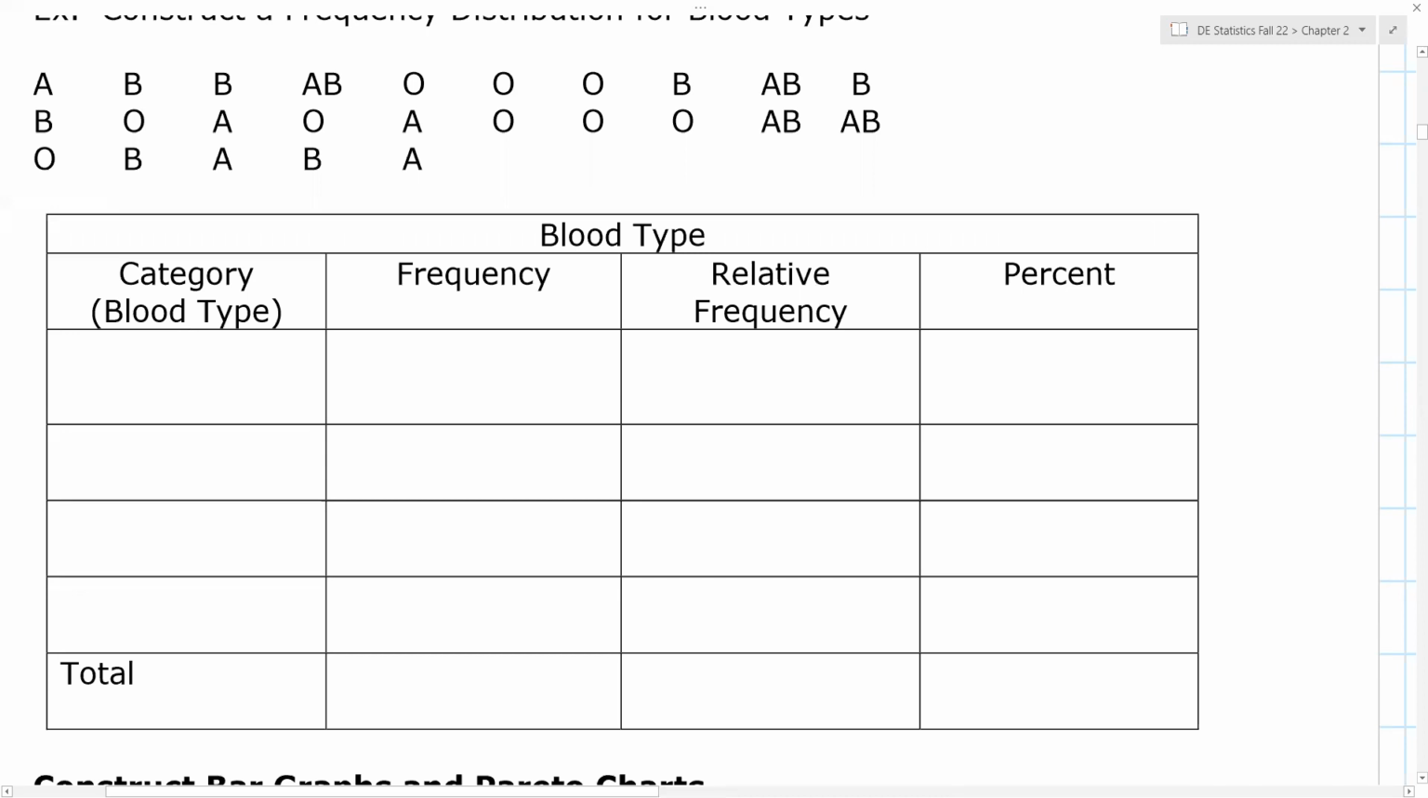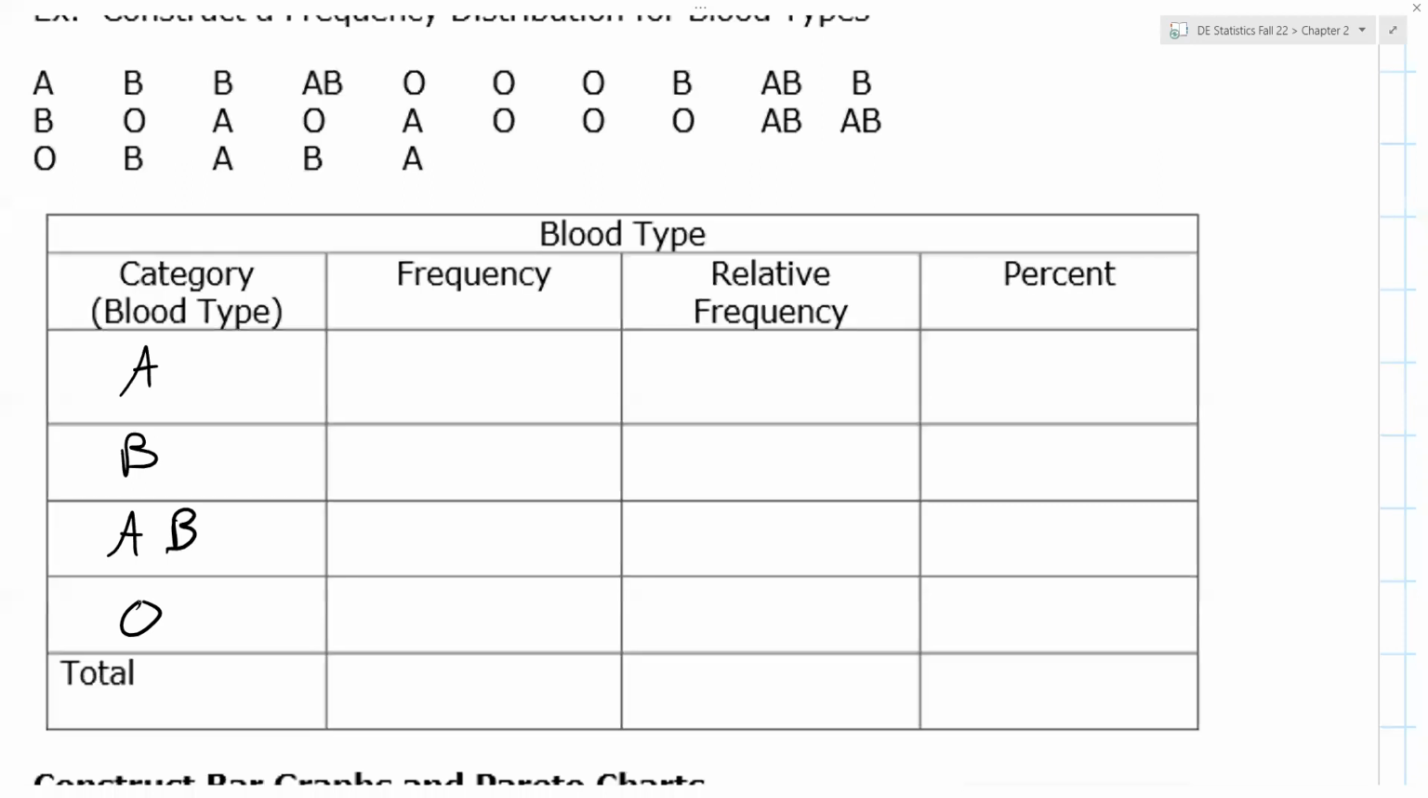I'm going to go through and list the categories as I see them. So I see A, B, then AB, and O. So those are going to be my 4 categories. Those are the 4 different blood types that I have in my raw data. And then I'm going to go through and count each type. Now, there's different ways you can count. I don't care which way you do it. Just make sure you practice doing it the way that you like to do it so you don't make mistakes.